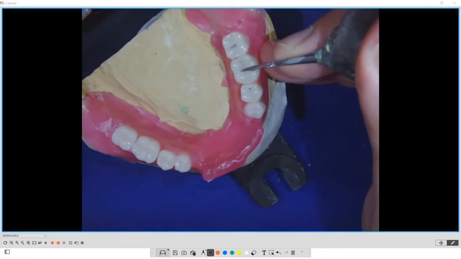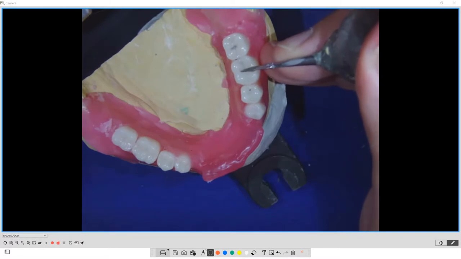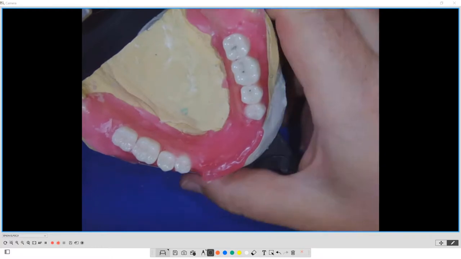So I use a very fine diamond or something very, very fine. Even a rubber wheel would work, something fine. And I don't have to polish it again. Why? Because this is acrylic glass. And then that's how I check this.